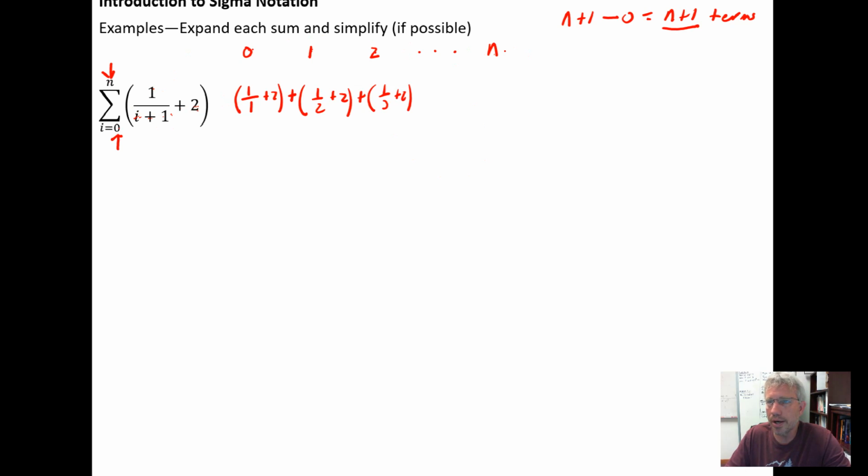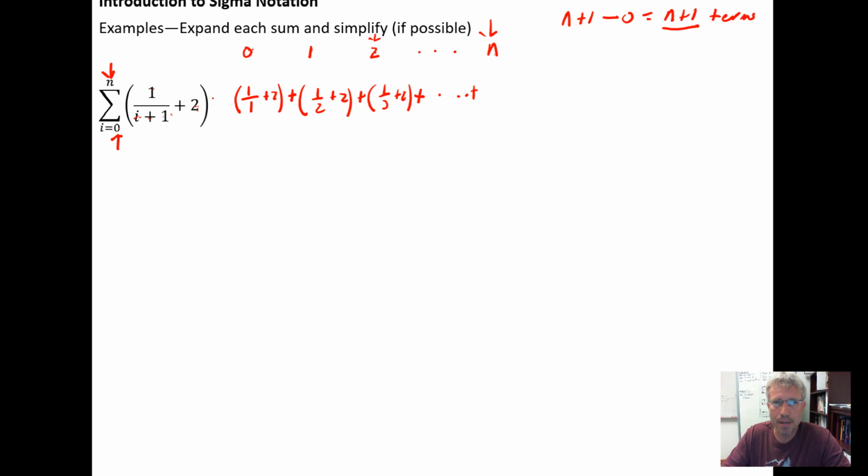And because I don't know where I stop, I need to recognize that there's going to be an unknown number of terms in this series between this third term, 0, 1, 2. 2 corresponds to the third term in this series. There's an unknown number of terms in here. So I'm going to go plus dot dot dot. I know I'm going to end when I get to n.